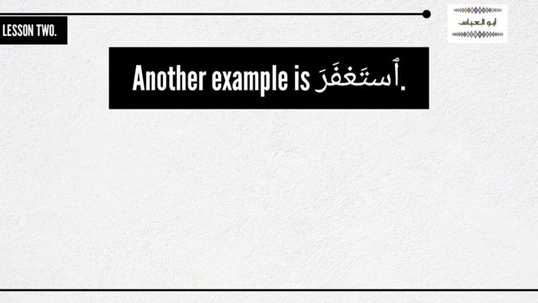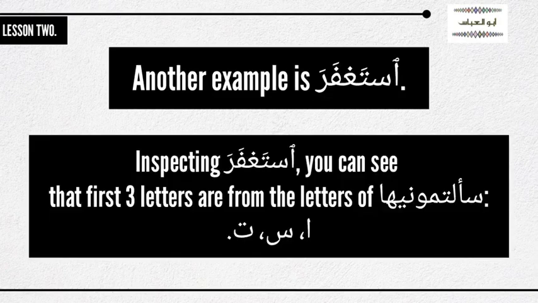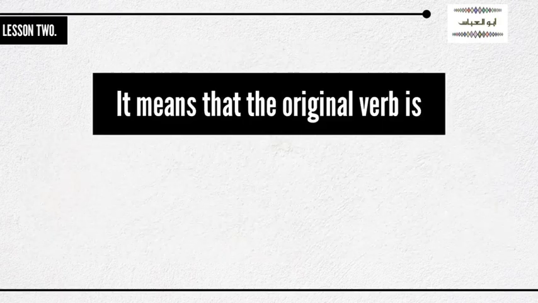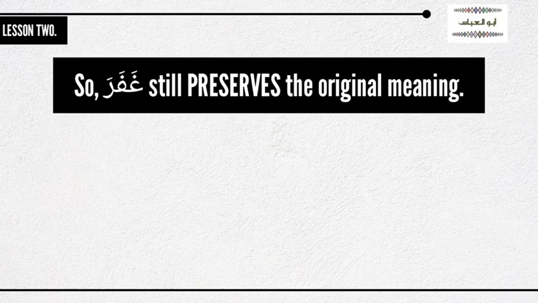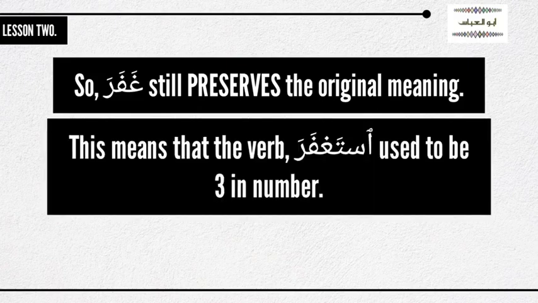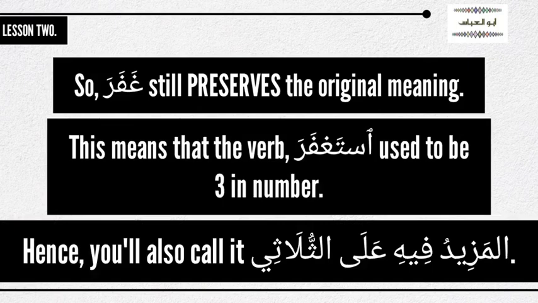Another example is istaghfara. So inspecting istaghfara, I would have seen that the first 3 letters are from the letters of sa'altumuniha. We have alif there, we have sin, we have ta inside sa'altumuniha. So it means that the original verb used to be ghafara. So ghafara still preserves the original meaning. It means that it used to be 3 in number. So I would also call this al-mazidu fihi ala thulathi.